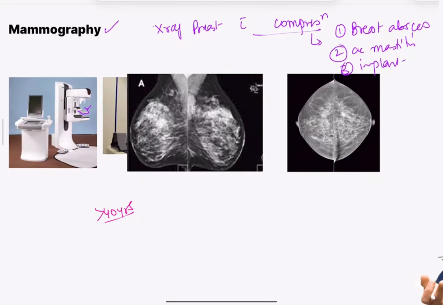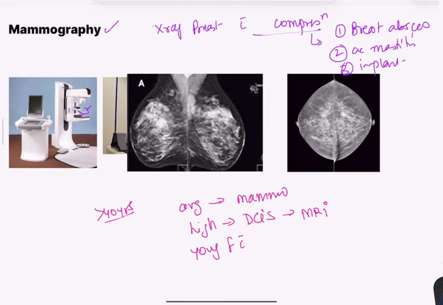If it's a high risk patient who has positive history, family history of breast cancer, then we go for MRI. So in an average risk female, for breast cancer screening, you go for mammography. But if it's a high risk female, you want to see DCIS, ductal carcinoma in situ, then you go for MRI. A young female with breast lump, you will go for USG. For breast abscess, investigation of choice is USG, right? In a patient with implant, it is MRI.